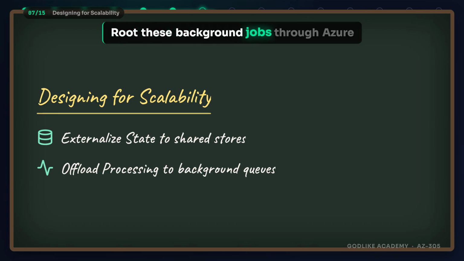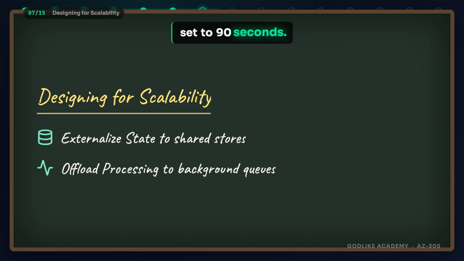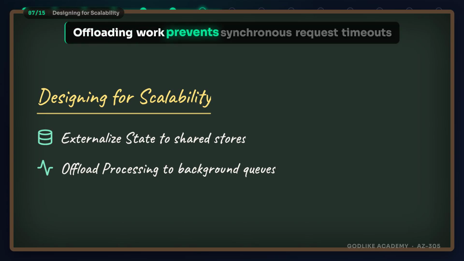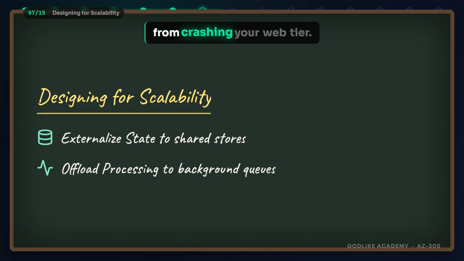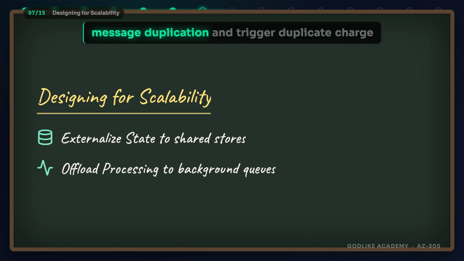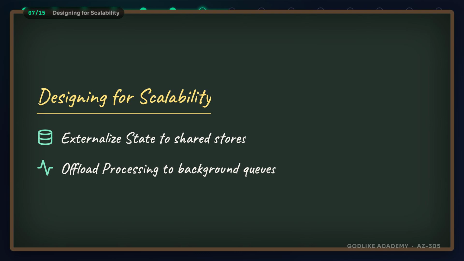Route these background jobs through Azure Service Bus with a visibility timeout set to 90 seconds. Offloading work prevents synchronous request timeouts from crashing your web tier. Ignoring queue depth limits will cause message duplication and trigger duplicate charge errors in payment systems.